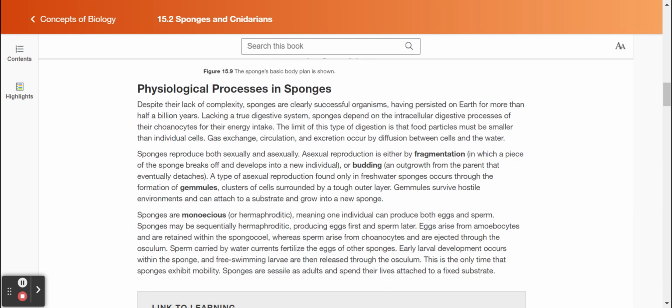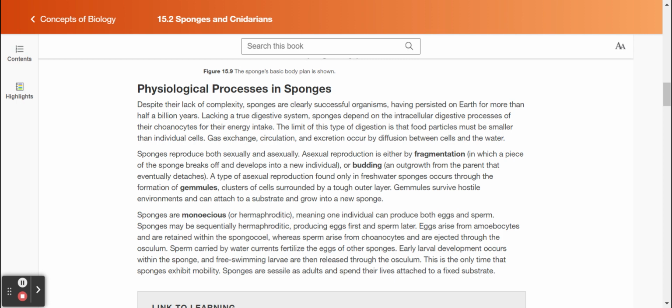Physiological processes in sponges. Despite their lack of complexity, sponges are clearly successful organisms, having persisted on Earth for more than 500 million years. Lacking a true digestive system, sponges depend on the intracellular digestive processes of their choanocytes for their energy intake. The limit of this type of digestion is that food particles must be smaller than individual cells. Gas exchange, circulation, and excretion occur by diffusion between cells and the water.